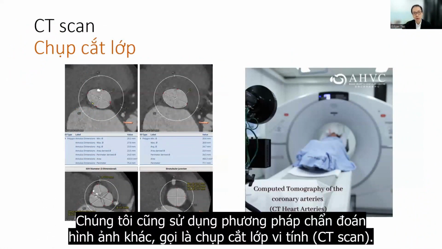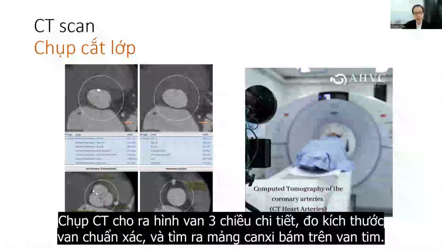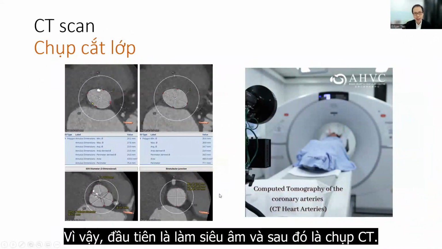We have also moved on, other than echo, to do certain types of imaging called CT scans. These CT scans can look at the valve in very clear three-dimensional imaging, and you can measure the valve size very accurately and look for calcium as well on these valves. So echo first, and then sometimes CT scan as well.